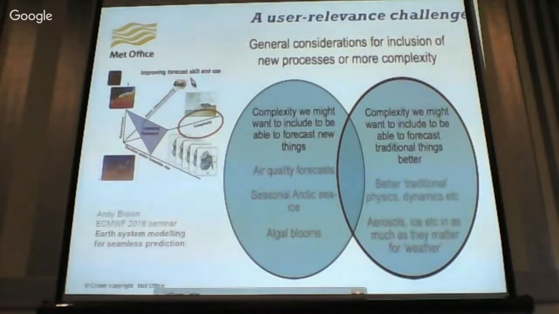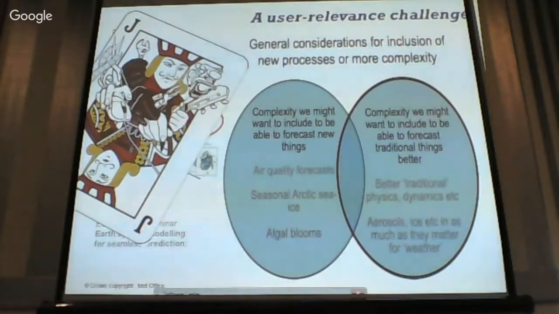This is a slide from Andy Brown at the ECMWF seminar a while ago, really asking what complexity means in terms of what processes we include to be able to forecast new things, versus what kind of complexity we want to include to try and do things better. That's going to be a balance of research effort, computational effort, and so on. And I think there's a bit of a risk as well.